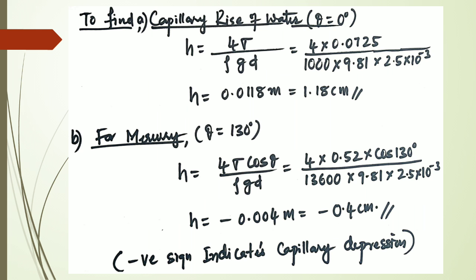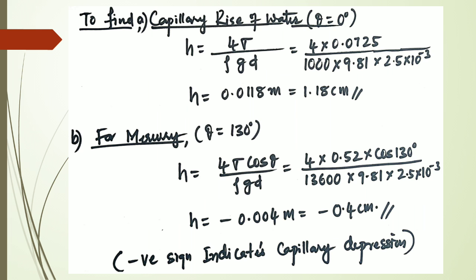Then for mercury, we need to find the capillary rise. The contact angle theta for mercury is given as 130 degrees. So h is equal to 4 sigma cos theta by rho g d. We substitute the values of sigma, cos theta, and the density of mercury.